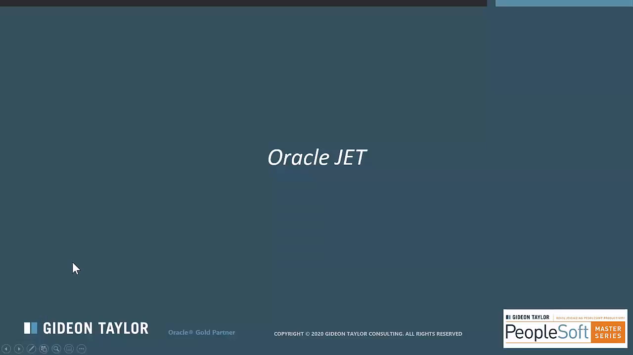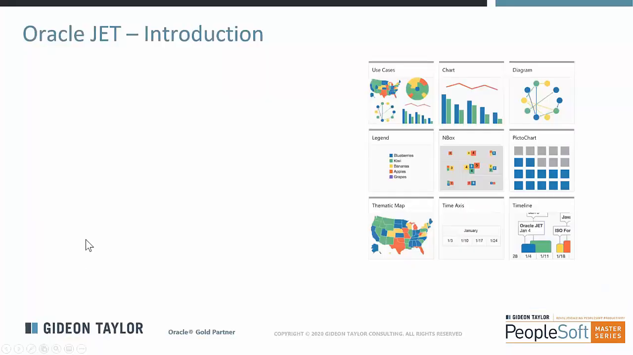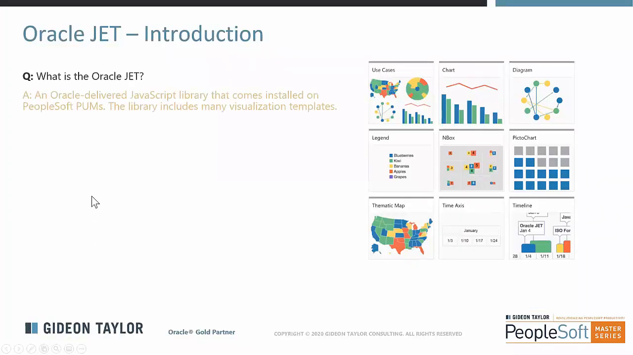Okay, our next fun toy is Oracle JET. Oracle JET, what is that? It is an Oracle delivered JavaScript library, and it comes with PeopleSoft. You may not know you've got it, but you do. It's installed on your web server, and so you can get access to it from inside PeopleSoft, and it includes a lot of different visualization templates.